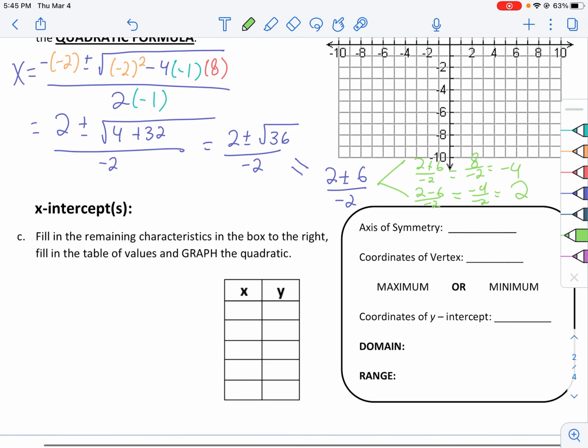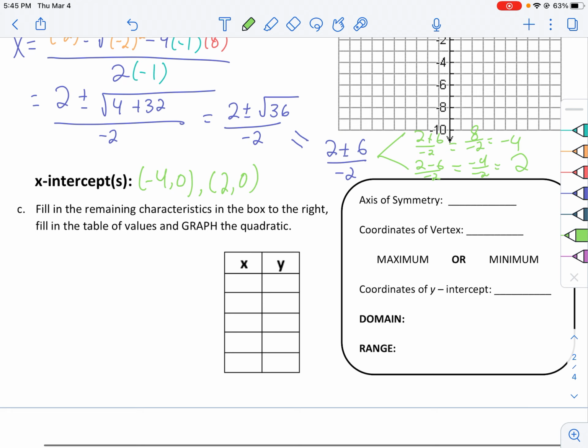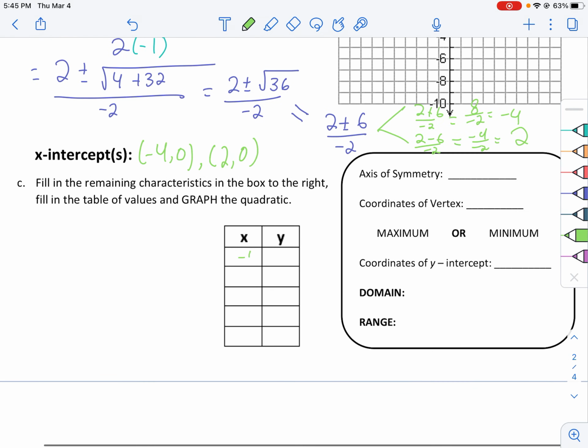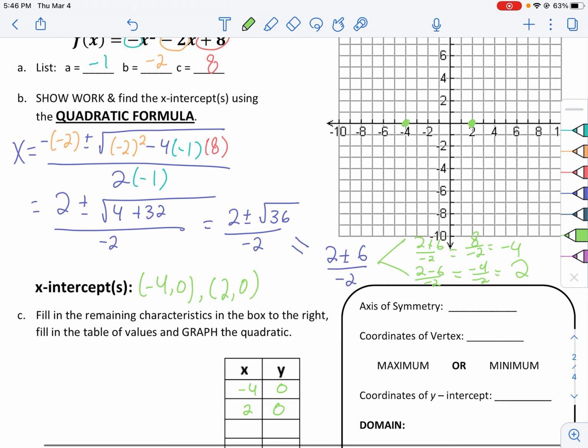So what do we do with those x-intercepts? Well, we write them here. This is negative 4 comma 0, and the other one is 2 comma 0. We can also fill that into our table, right? It doesn't matter where, we just say negative 4 and 0, and we have 2 and 0. And then let's plot those. So negative 4, 0, and 2, 0 would be those 2 points.